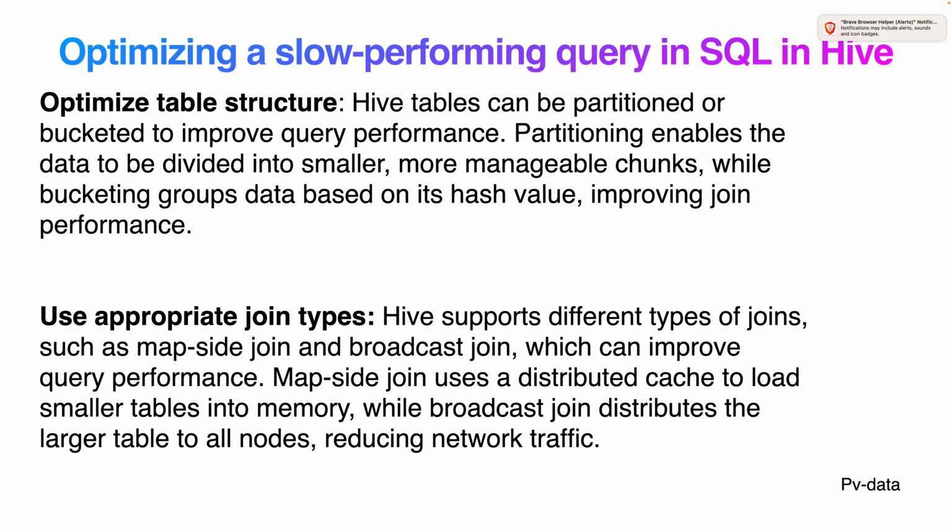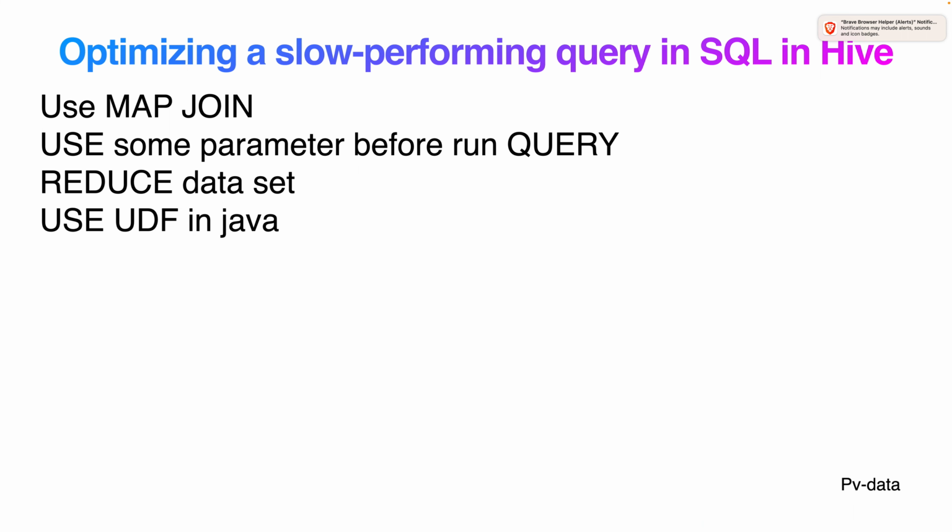If you have a small table, like a dimension table, you need to consider its size. If it is less than 500 MB, then you need to use a map join. Other than this, I suggest using some parameters before the query, using set hive.sql parameters. For example, you can increase the memory chunk size or split size, reduce data sets, and use UDFs in Java. Mostly Java is faster because Python would again be converted into Java, so it's two times the work.